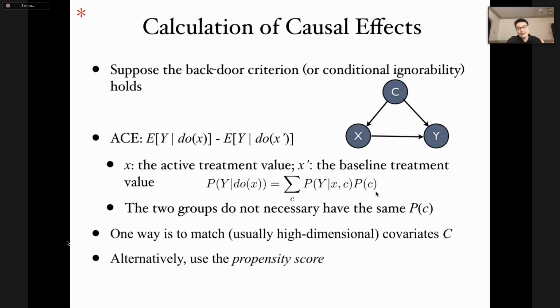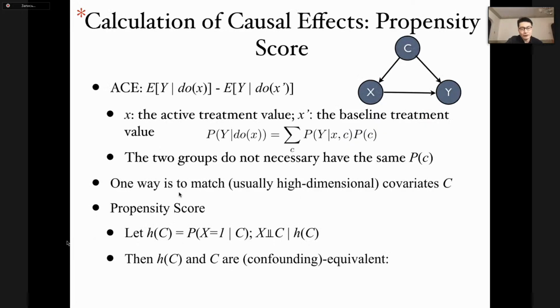However, in many cases, we don't have that. If you have that, you are doing randomized controlled experiments. So the distribution of C can be different across groups. How can we solve the problem? We can either match the distribution of C, right? Usually it's very difficult because C can be very high dimensional. So one way to avoid that problem is to use the propensity score. Propensity score is defined this way. It's just the conditional probability of x equal to 1 given the covariates, given all variables in C.